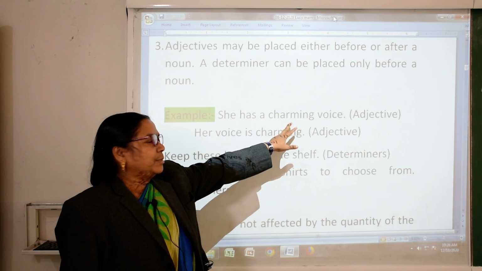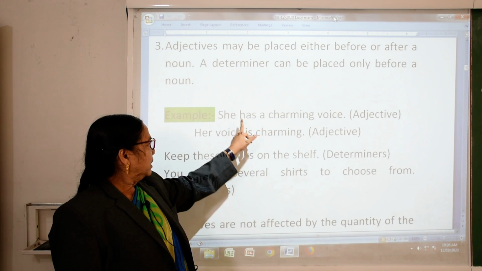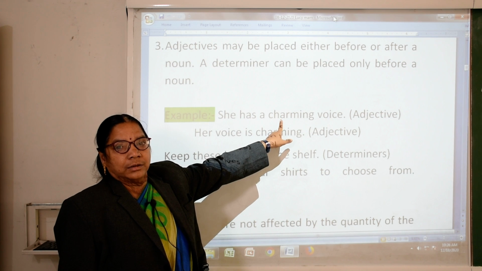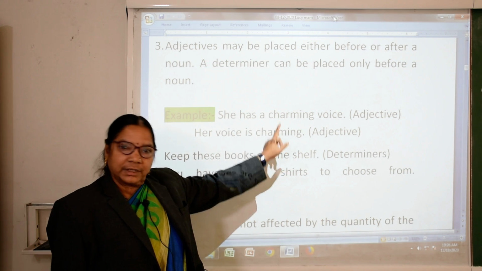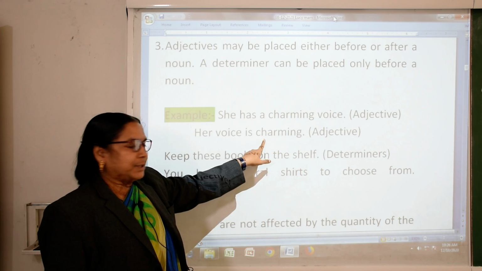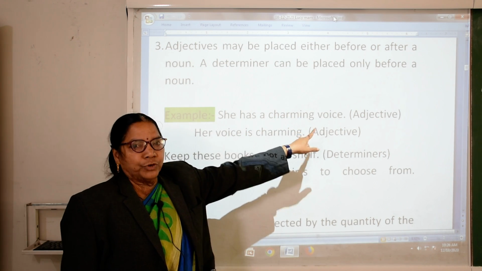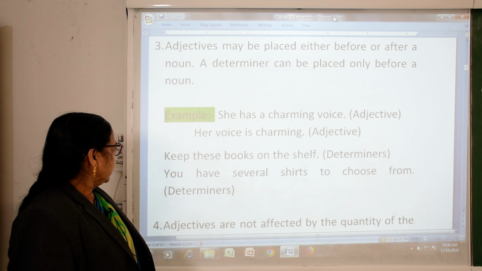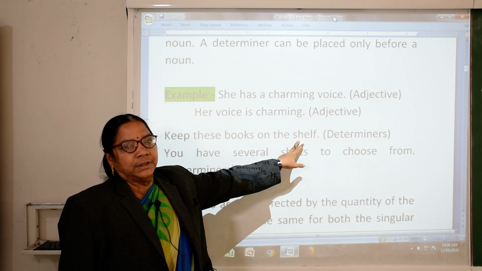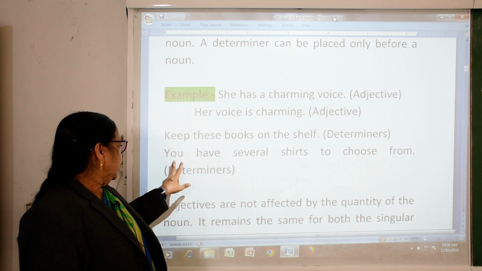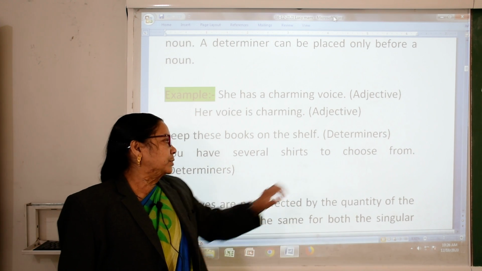She has a charming voice. Adjective: she has a charming voice. Her voice is charming. Here the adjective is charming. Now, keep these books on the shelf. Determiner. You have several shirts to choose from. It is also a determiner.